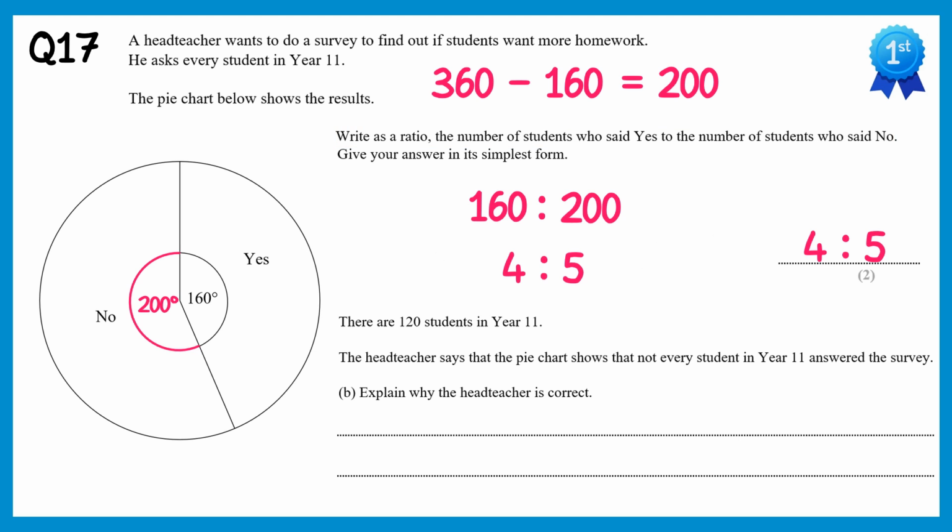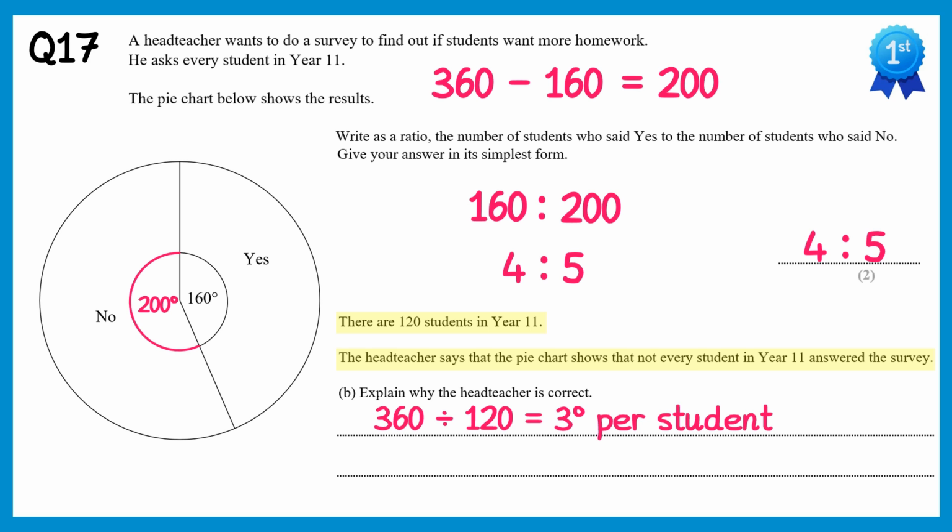In the second part of the question, we're told there are 120 students in Year 11, and the head teacher says that the pie chart shows that not every student must have answered the survey, and we need to explain why the head teacher is correct. Now, a pie chart has 360 degrees in total, and if there are 120 students in Year 11, if we share out those 360 degrees amongst those 120 students, we find that each student will be given 3 degrees. So every student in the pie chart is represented by 3 degrees.